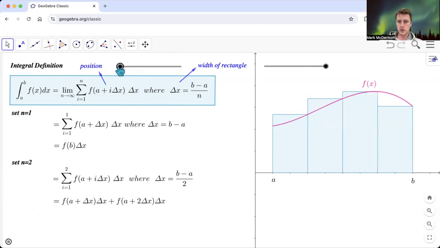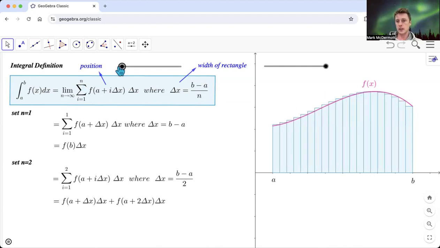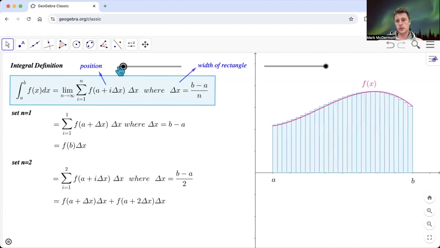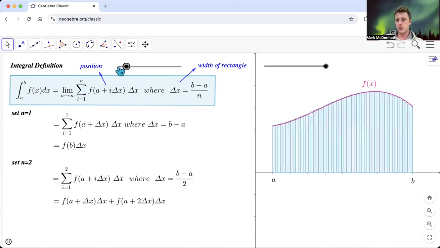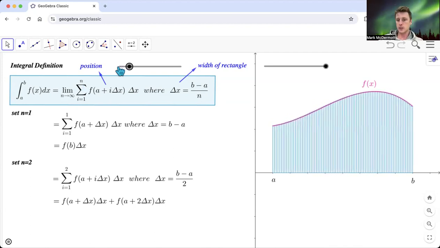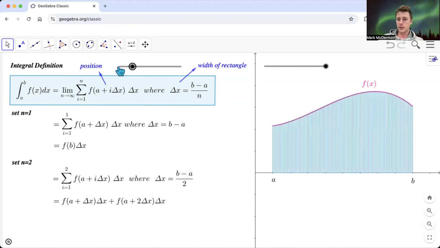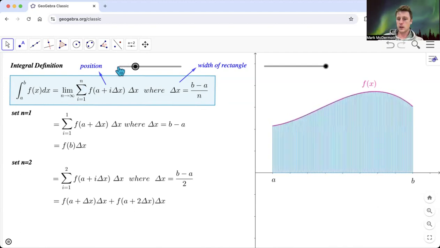And I have a cool animation here. I think it's cool. n just gets larger and larger and larger. You get the idea. This becomes a better and better approximation of the area underneath the curve f of x. So pretty cool, huh? If you understood that, you're doing very well.